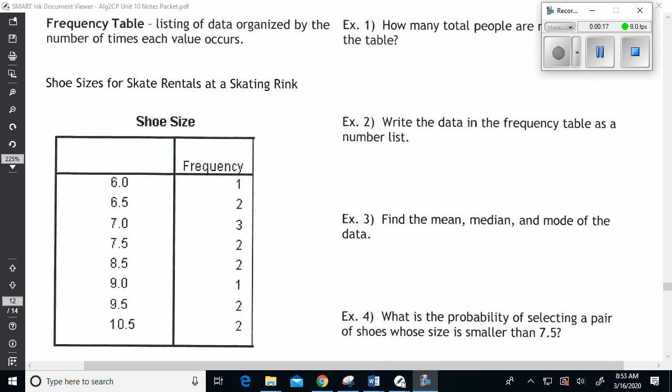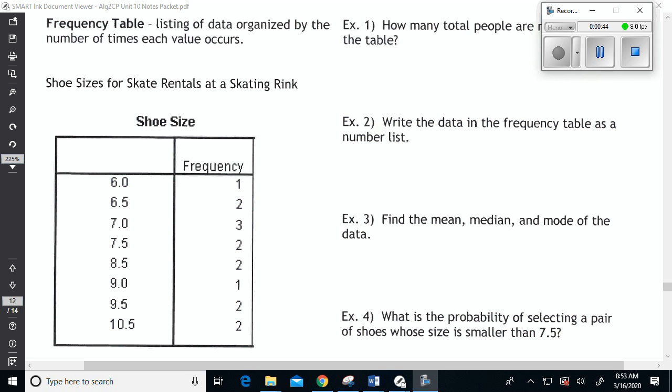This is the continuation of the 11.2 notes for analyzing and interpreting data from graphs, tables, etc. From where we left off, we are now at a frequency table. A frequency table lists data organized by the number of times each data value occurs. So instead of having to write 8 six times, you could simply say that the number 8 happened 6 times.